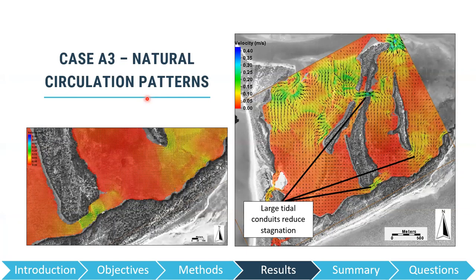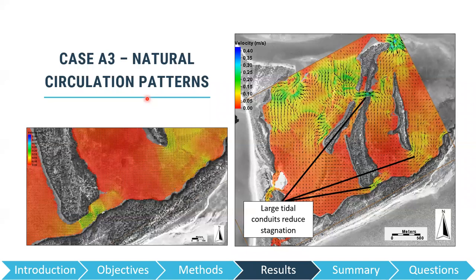All right, so the first case I want to discuss is case A3, which is the natural circulation patterns. I want to talk about this one first because it serves as a baseline that we can use to compare our other cases to, right? Because this is what Fort DeSoto was like before all of those changes happened.